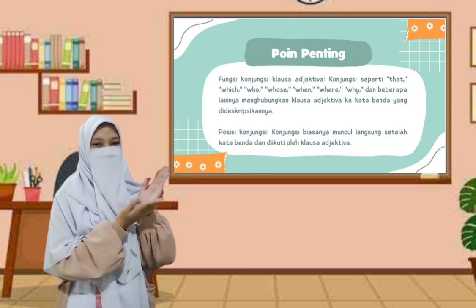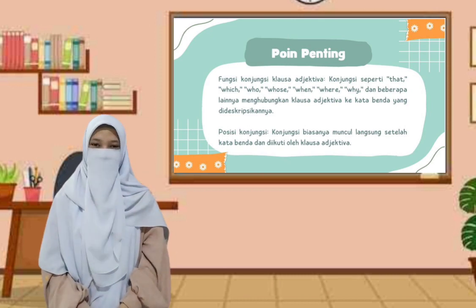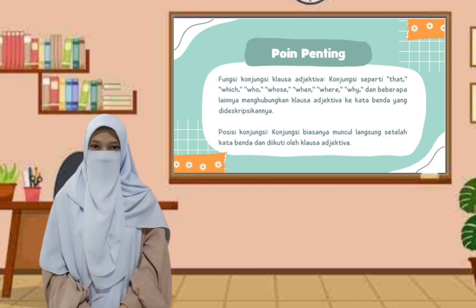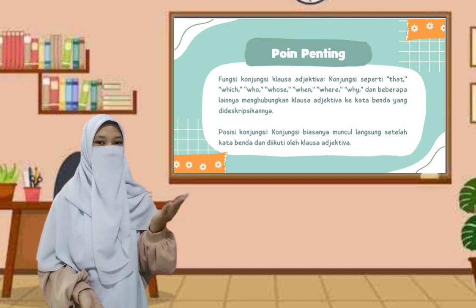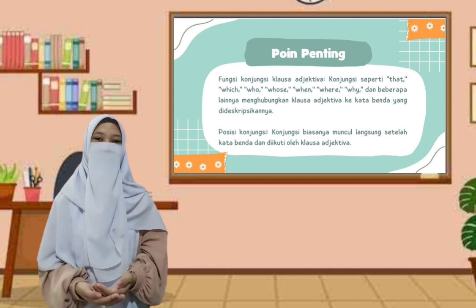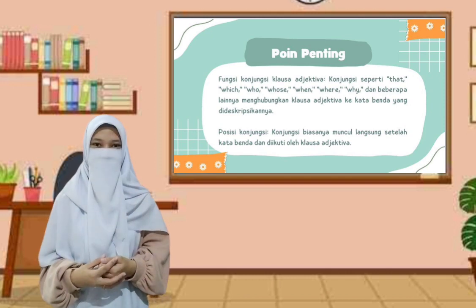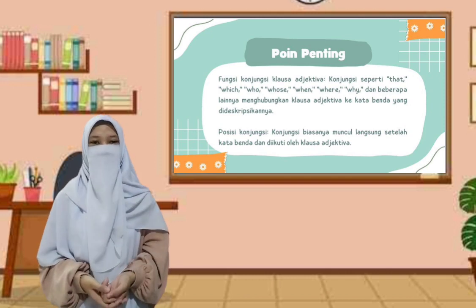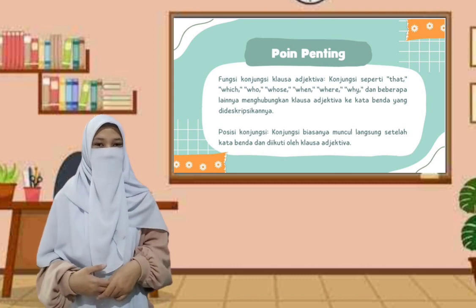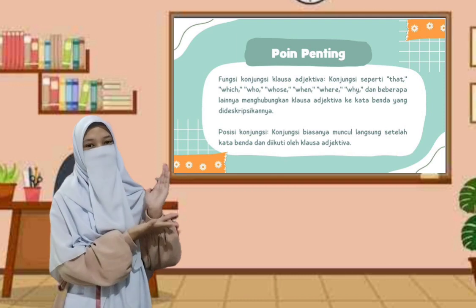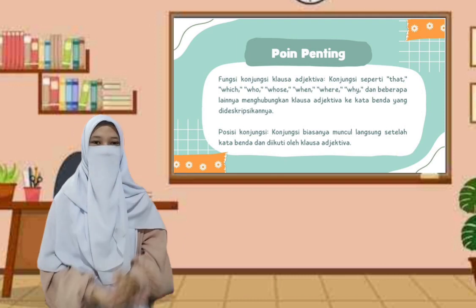Important points in this skill. Function of adjective clause conjunctions: conjunctions, which are that, which, who, whom, when, where, why, and several others, connect an adjective clause to the noun it describes. Conjunction position: conjunctions usually occur directly after a noun and are followed by an adjective clause.